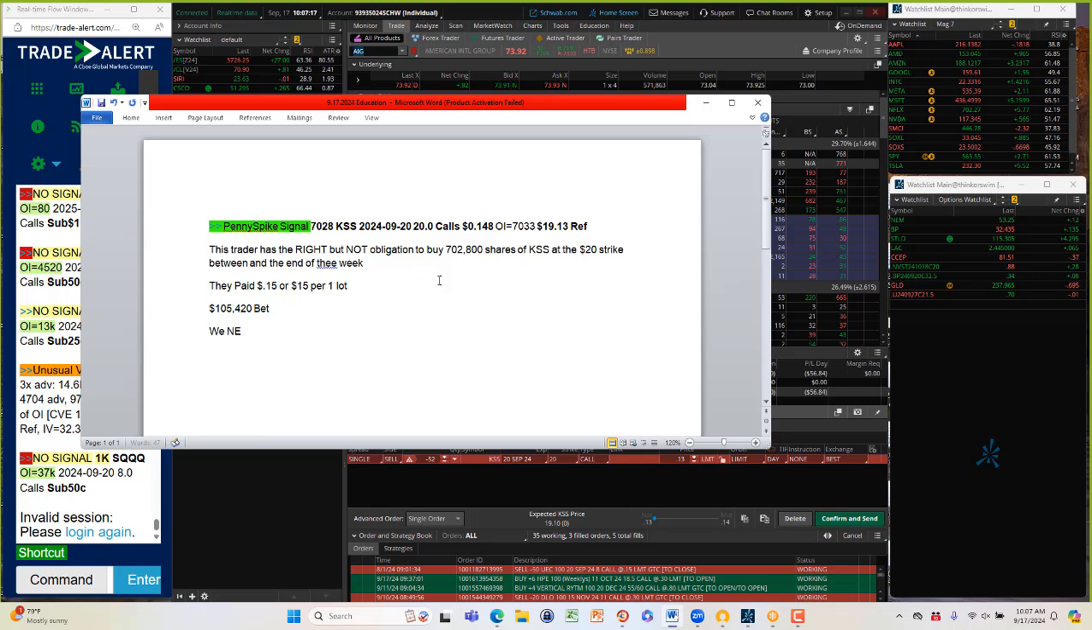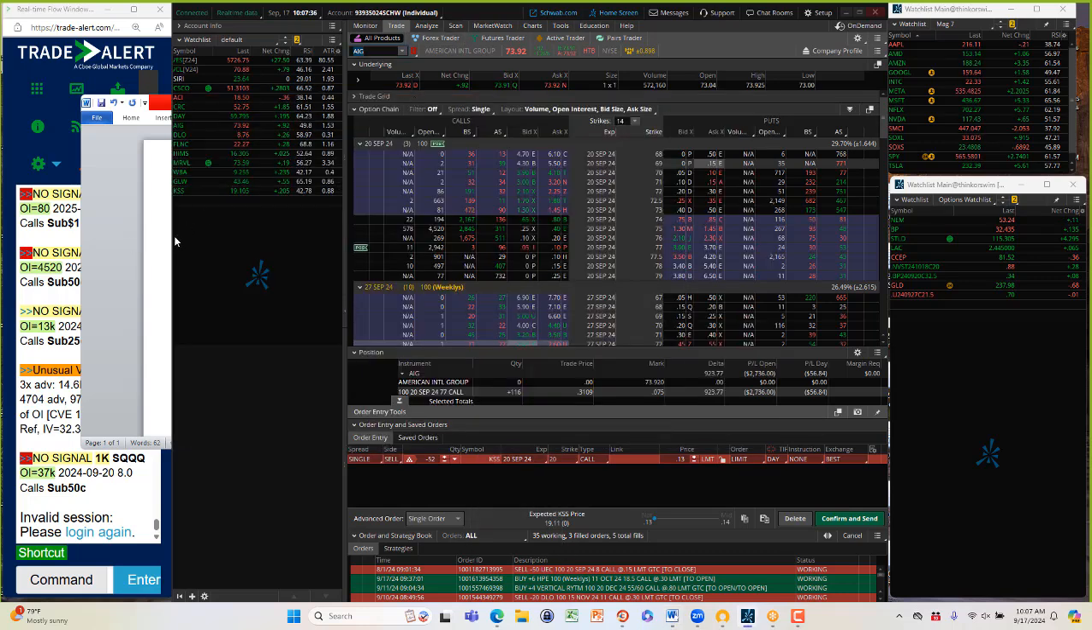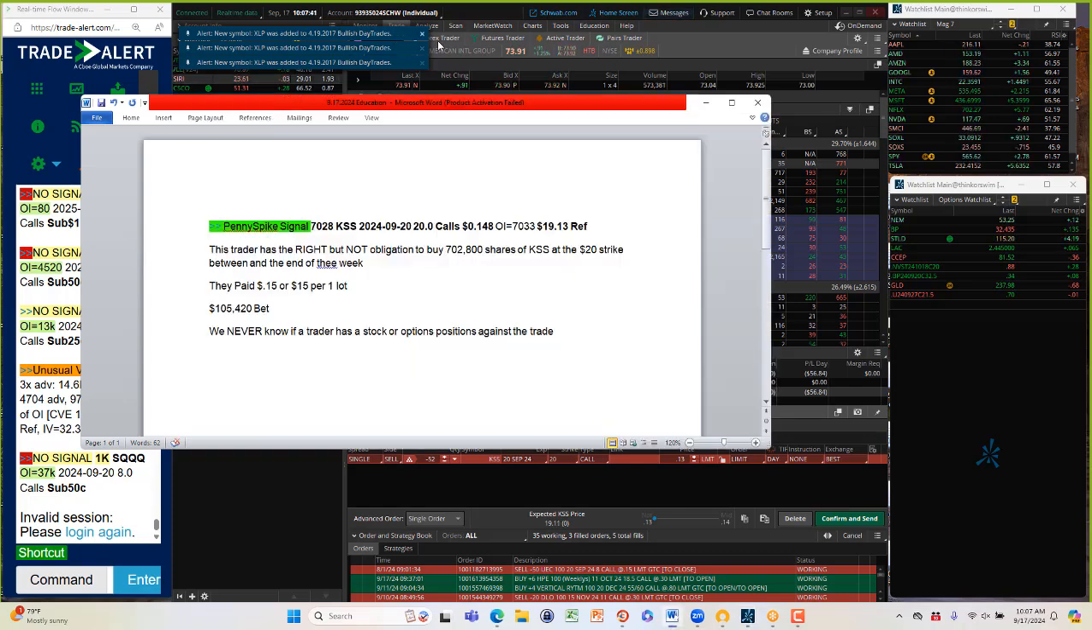Okay, we never know if a trader has a stock or options position on against the trade. We're looking for speculative trades. We're not looking for hedges against other positions. So we're looking for speculative trades here in the derivative space. We don't want things that are hedged against other positions.